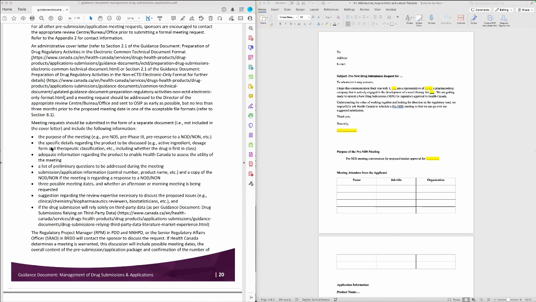Then we will need to look into the specific details regarding the product to be discussed. So we have to give Health Canada information about the active ingredient, the dosage form and therapeutic classification, etc. And we'll look into the templates in a few minutes. Then we need to look into the list of preliminary questions to be addressed during the meeting. So usually we put these questions at the end of the presentation.